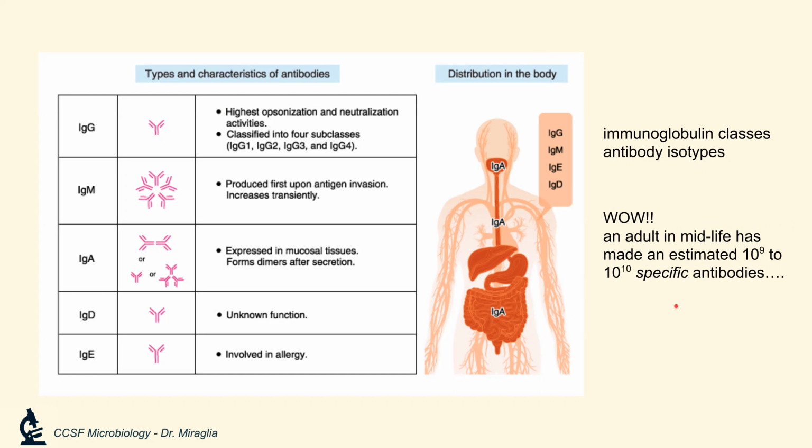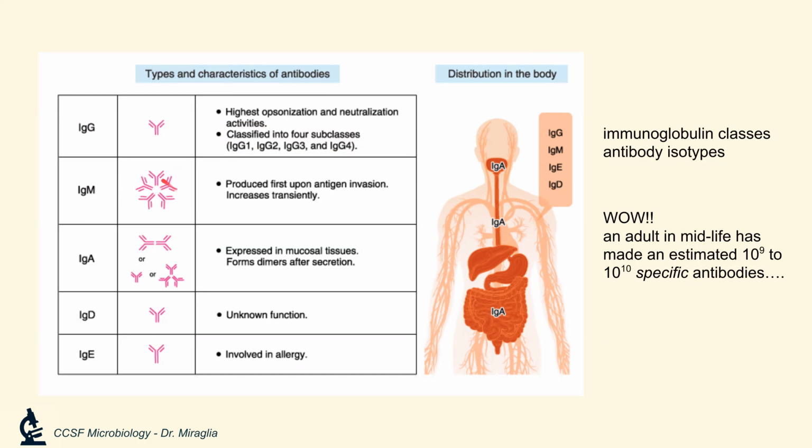Now, when we look at antibodies, there are different types of antibodies. So we refer to these as immunoglobulin classes and antibody isotypes. So there are IgG. This is the one that people are most familiar with. It's the one that's in highest abundance. It circulates in your blood along with IgM, IgE, and IgD. And it's the one that's primarily responsible for neutralizing antigens or pathogens that are present outside cells.